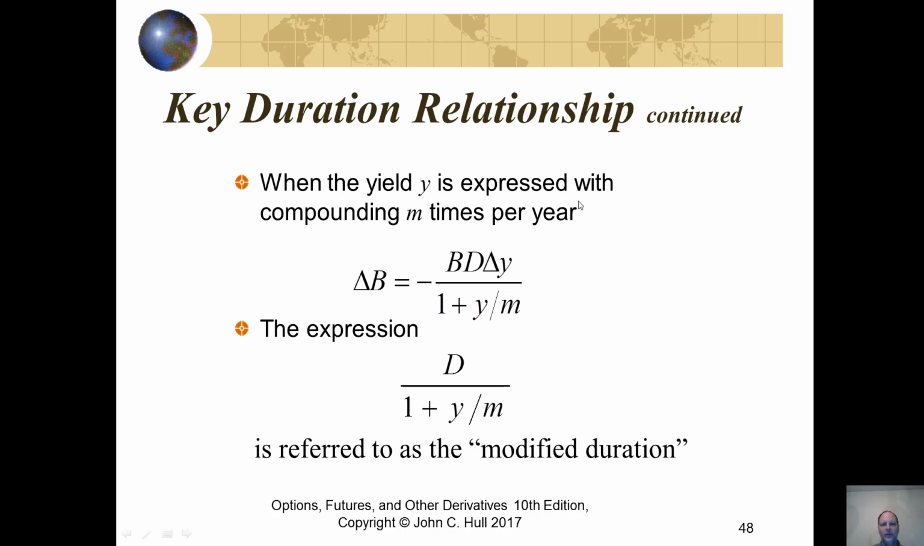When the yield y is expressed with compounding m times per year, we can say that delta B, the change in the bond's price, is negative the bond's price times the duration, times the change in the interest rate over 1 plus y over m. This term is sometimes called the modified duration, and it's one of the reasons it's easier to deal with continuous compounding, because as m goes to infinity, this term goes away and the modified duration is the same as the regular duration.